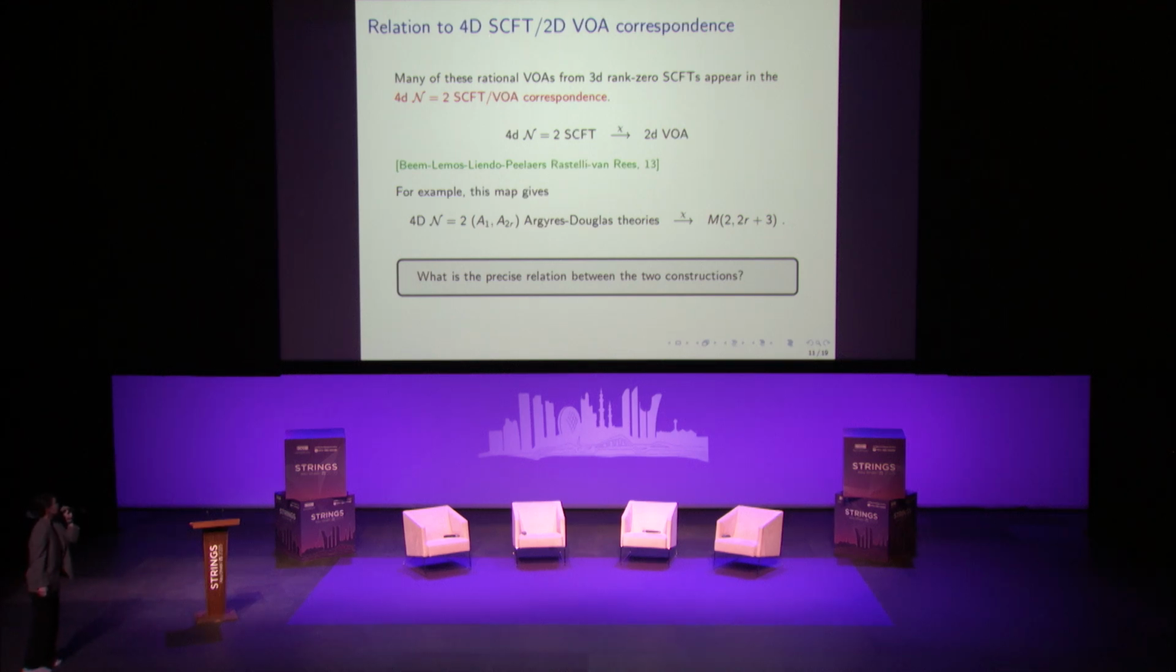One interesting observation is that many of those rational vertex operator algebras that I constructed from 3D rank 0 SCFT type theories also appear in the celebrated 4D N=2 SCFT and VOA correspondence. So in this paper, these gentlemen constructed a precise map that gives rise to a 2D vertex operator algebra for a given 4D N=2 SCFT. For example, this particular class of Virasoro minimal models that I mentioned in the previous slide appears as an image under this map if you consider the simplest type of non-Lagrangian Argyres-Douglas theories. The natural question here is, what is the precise relation between these two constructions?